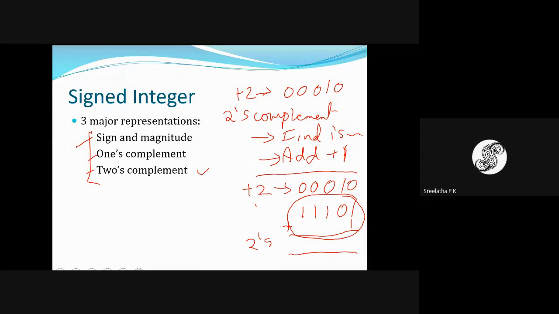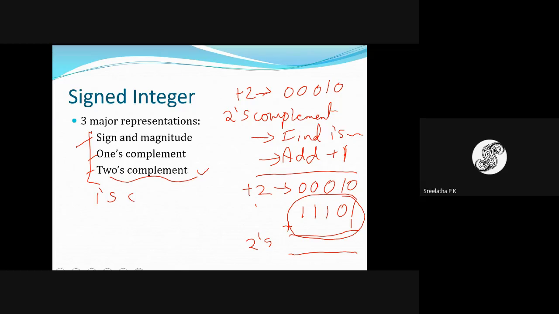Now, which is preferred in the systems used in computers? It is 2's complement. Can anyone tell why 2's complement is preferred? 2's complement system is used in the computer. Can anyone tell me why 2's complement is preferred? Okay, just observe this and tell me.